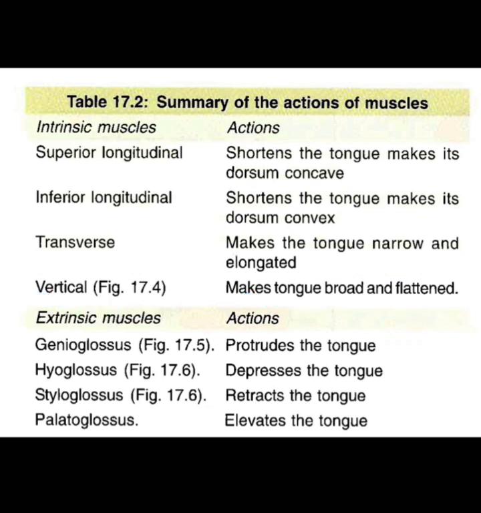The most important is the extrinsic muscle. Their actions are very important. Genioglossus muscle protrudes the tongue. Hyoglossus muscle depresses the tongue. Styloglossus muscle retracts the tongue. And palatoglossus muscle elevates the tongue. Okay, so it's very important to remember the actions. Genioglossus muscle protrudes, hyoglossus muscle depresses, styloglossus muscle retracts, and palatoglossus muscle elevates the tongue.